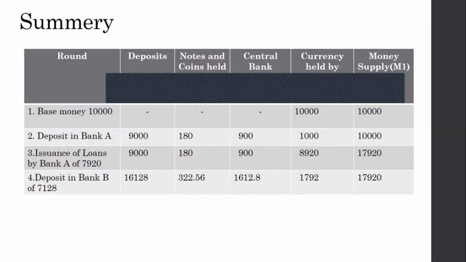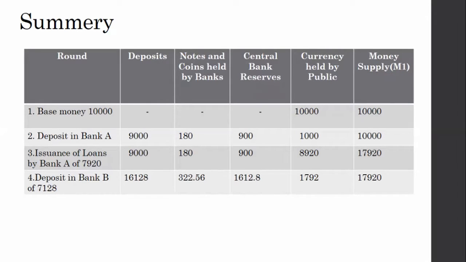Now money supply M1 means deposit plus the currency held by public. So 9,000 plus 8,920, we get 17,920, right? Now you can see from the initial base money 10,000, the money increased up to 17,920, right? Additional 7,920 has been created so far.